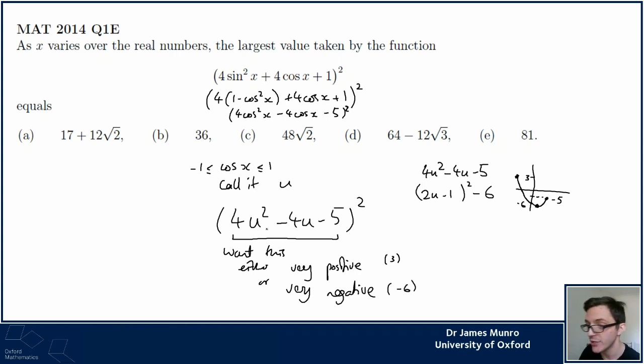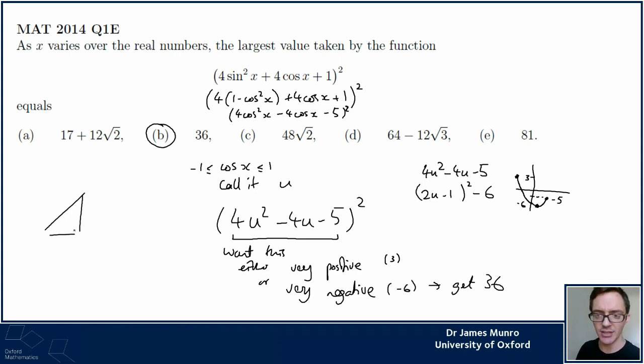Okay, if I make it very negative, then I get 36. Here I only get sort of 9 or something. That's not the biggest possible. So I think my answer is B. I think I can make this 36 by making the thing inside the brackets -6 by putting u equals 1/2. Ooh, is that a nice angle or something? So when is that a nice angle? Yeah, that's like 60 degrees, right?